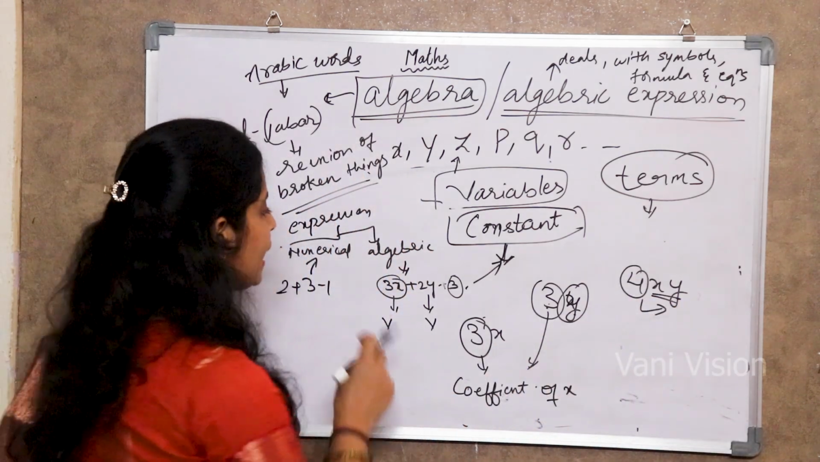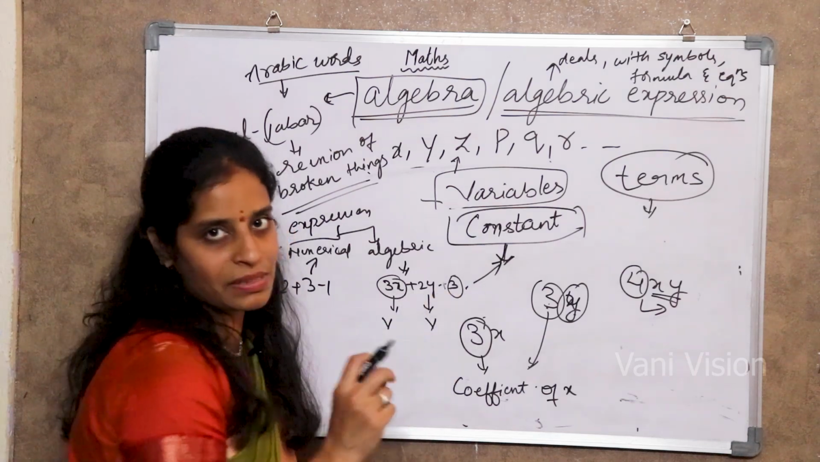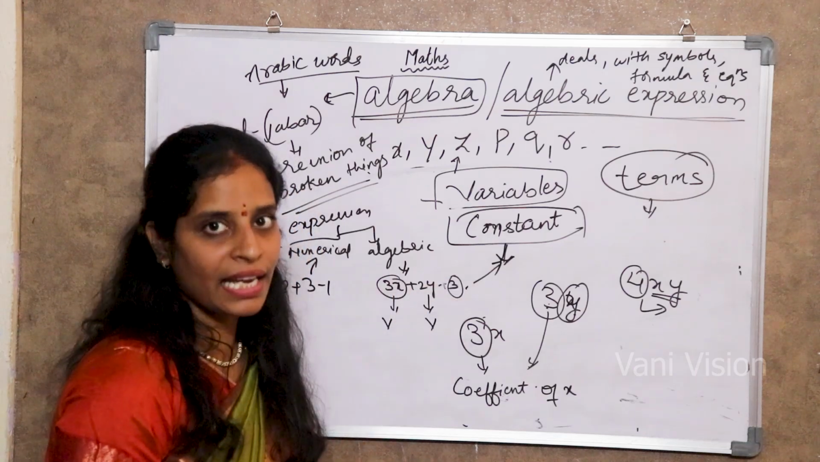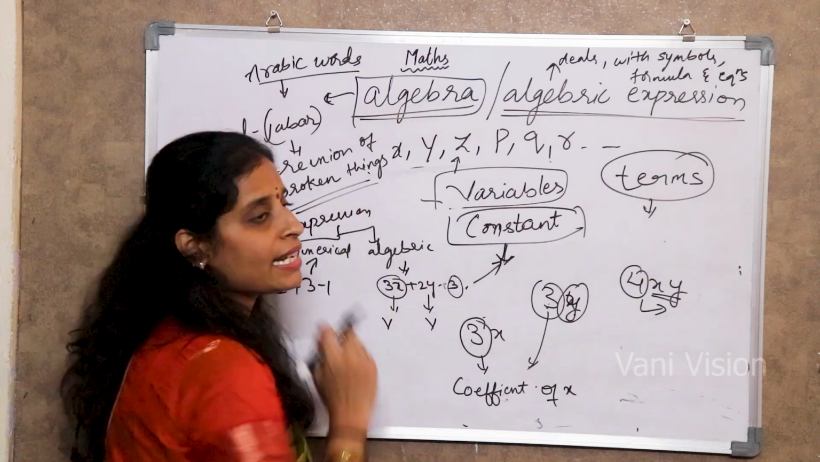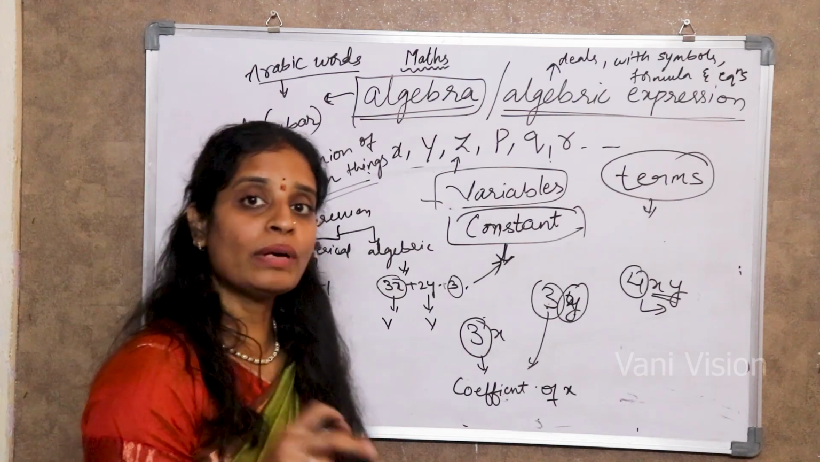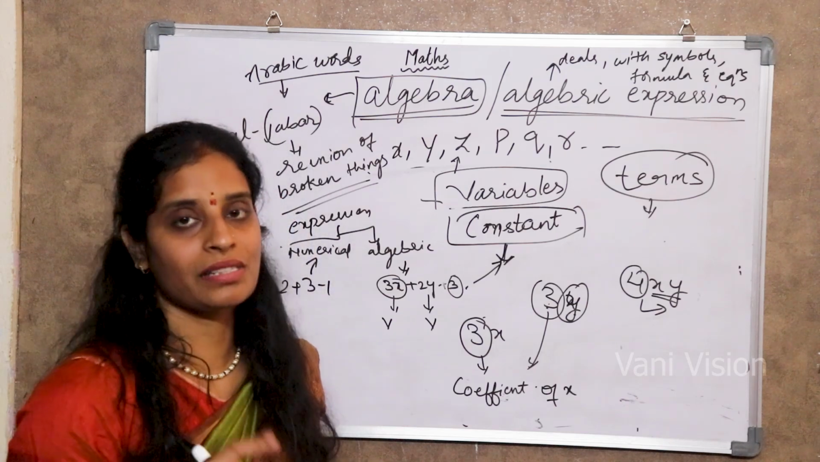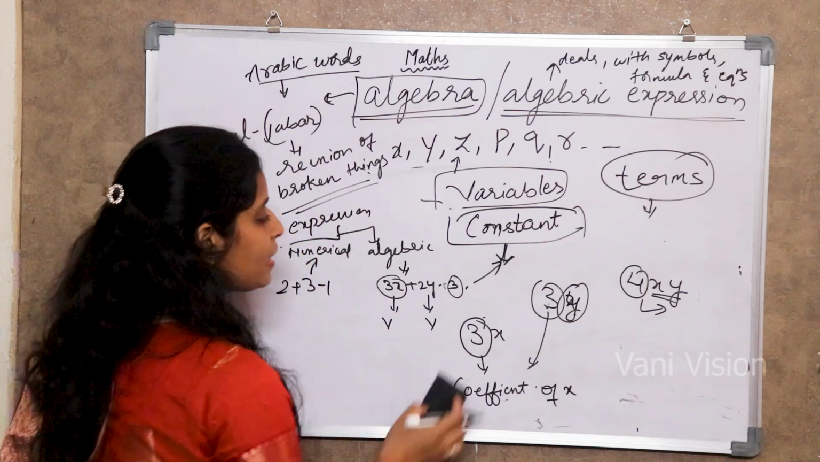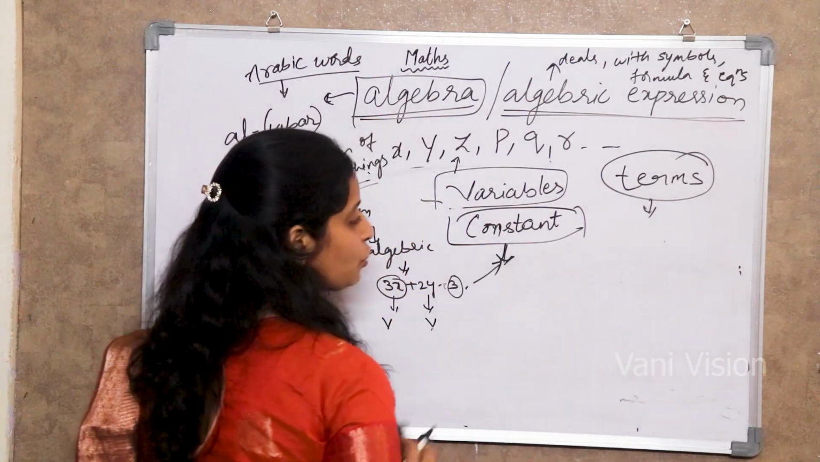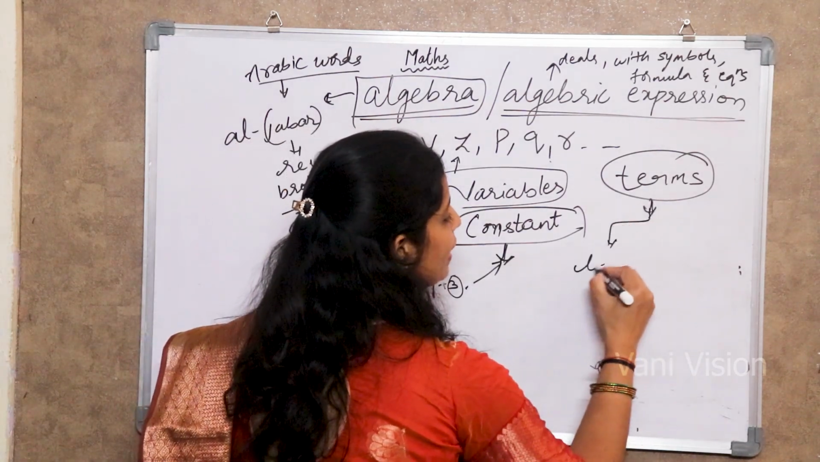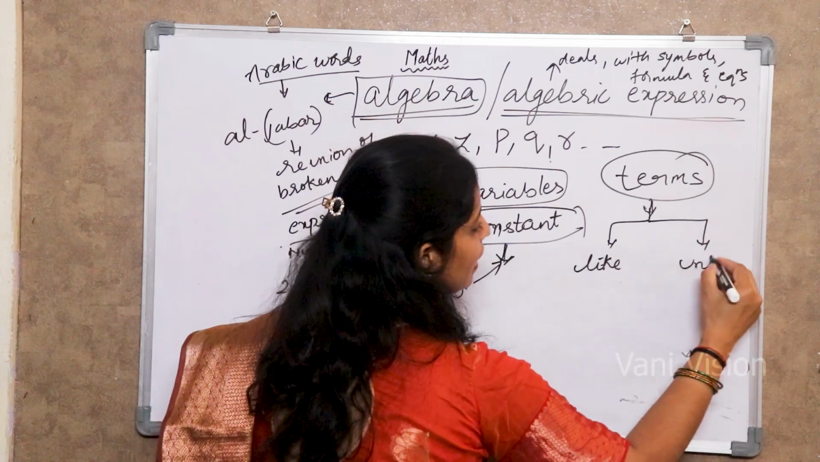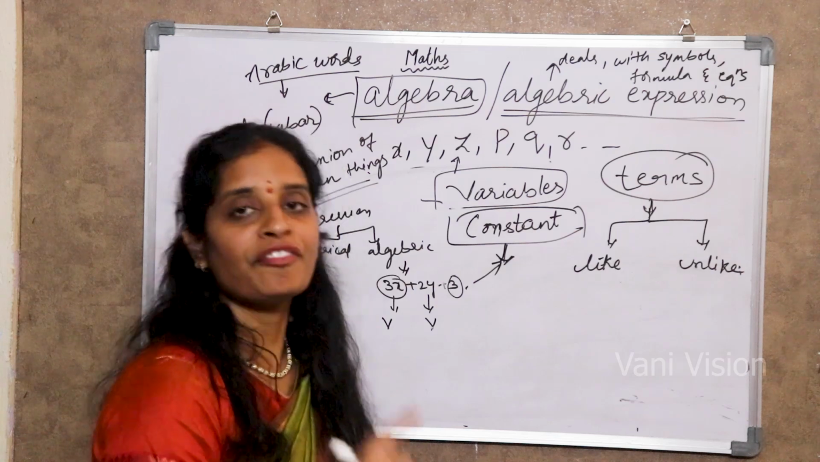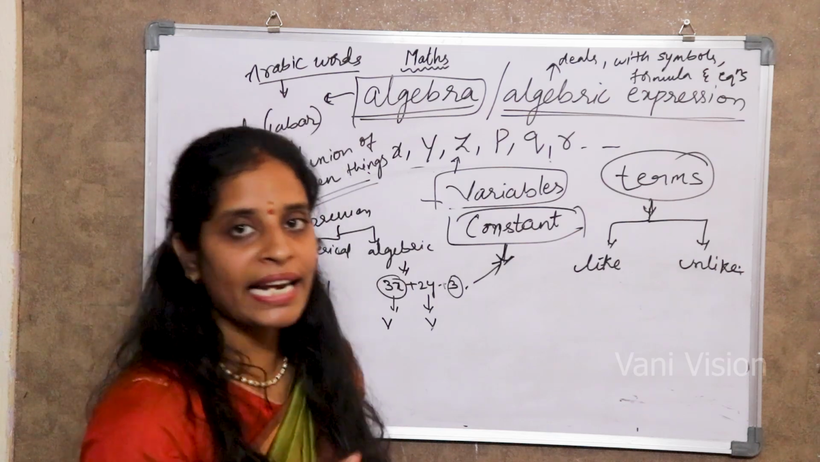Then what does term mean? Single terms are called terms: first term, second term, third term, before adding. When terms are added and subtracted, we call it an expression. Now, in the terms, there are 2 types. Terms are of 2 types: one is like terms, the other is unlike terms. Like terms means what? Terms which have the same variable with the same exponent.